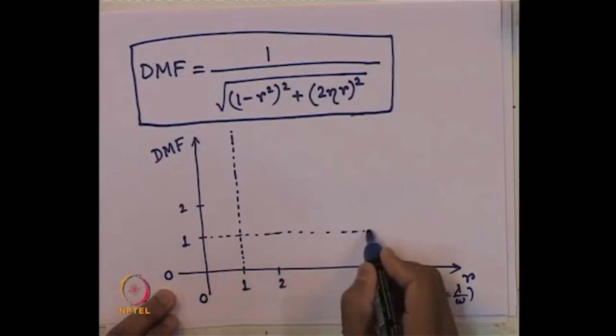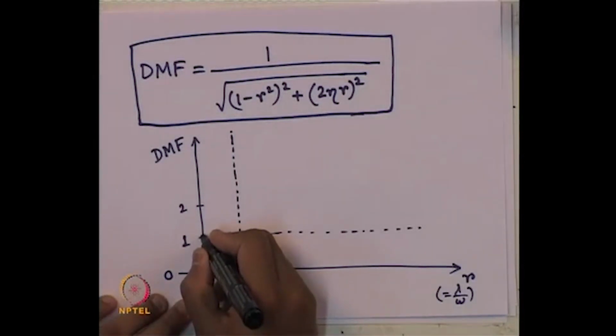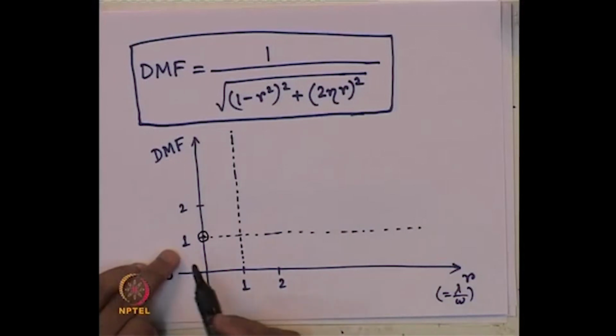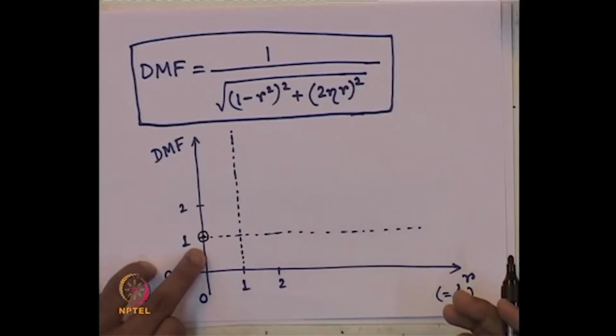So, I am just drawing a few lines. The starting point, when r equals 0 and eta equals 0, the DMF is always 1, that is, static displacement equals dynamic displacement, because we do not have any vibration, we do not have any dynamic load applied on the system. So, of course, it has to be 1.